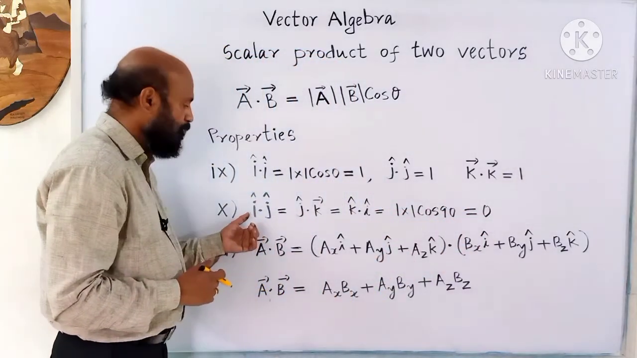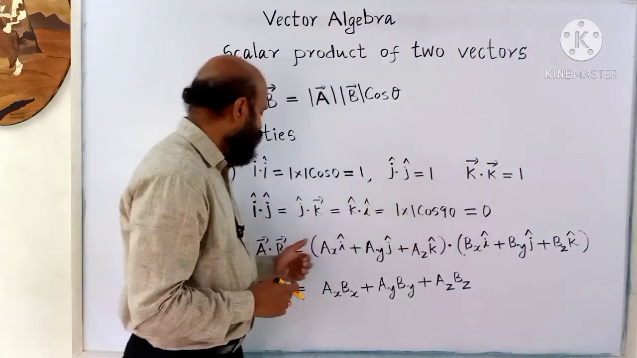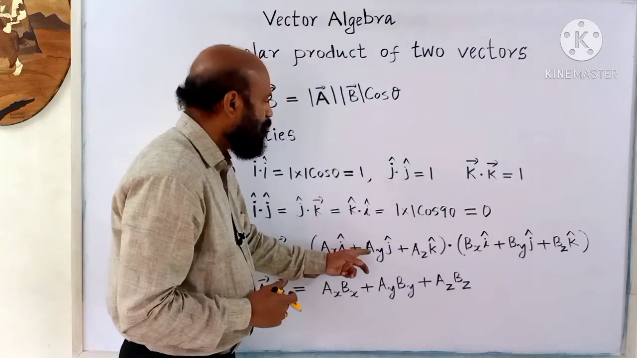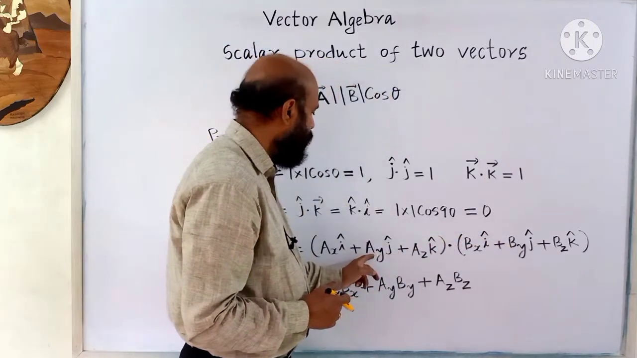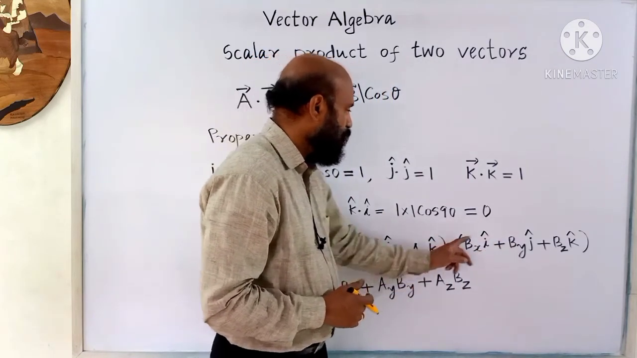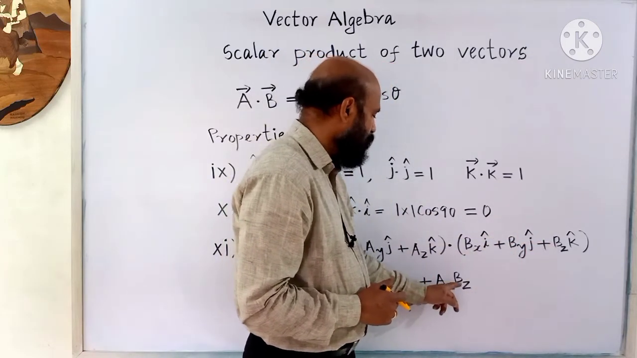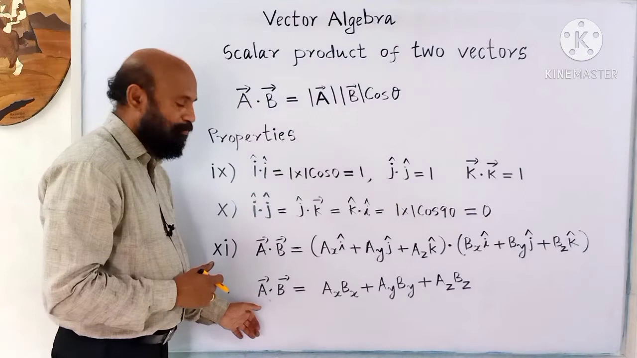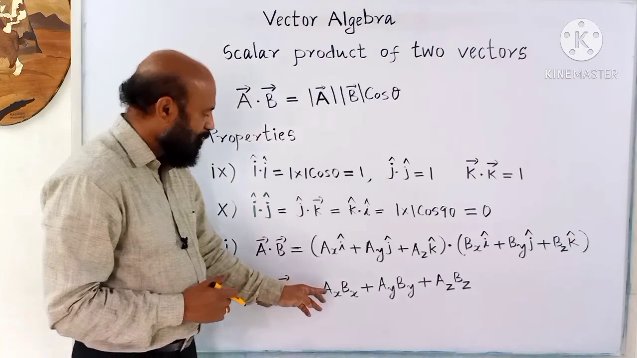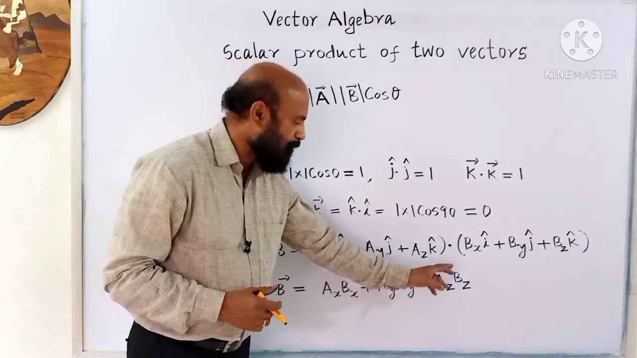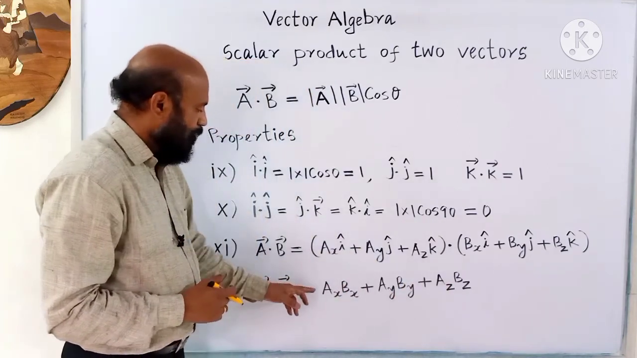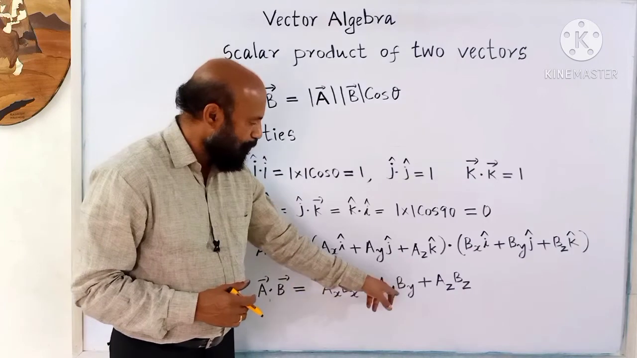So dot product is commutative. i dot j is 0, so j dot i is also 0. Now this with this, ay by. Next this with this, az bz. So this is the scalar product in terms of the components. A vector dot B vector is ax bx plus ay by plus az bz. So you have to multiply the corresponding components and add: ax bx plus ay by plus az bz.